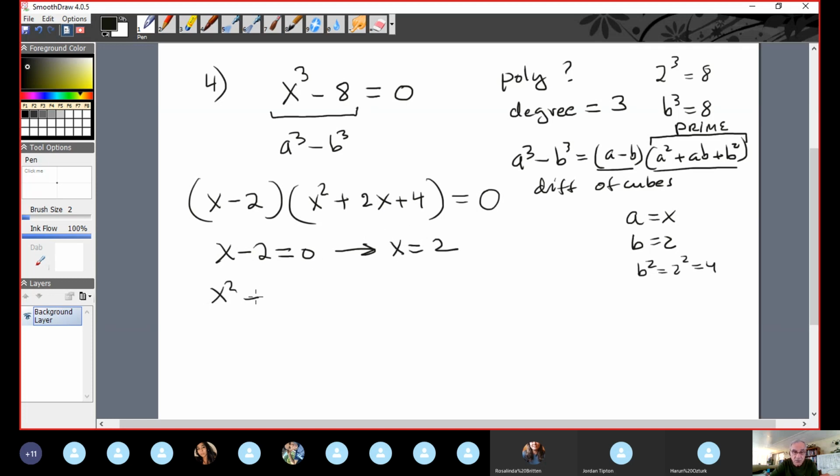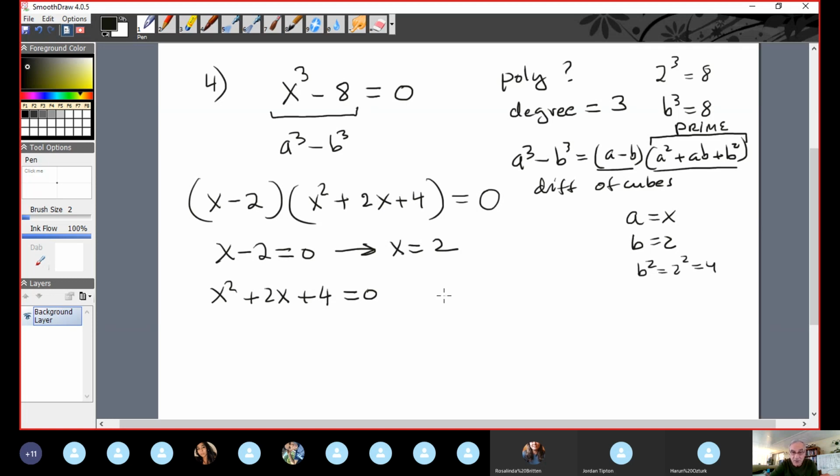And x squared plus 2x plus 4, I suppose that we cannot factor it because it's a prime trinomial. It's prime because in the real field, we cannot factor it. The reason is that the solution is complex. And how do you know the complex solution? Well, using the quadratic formula.